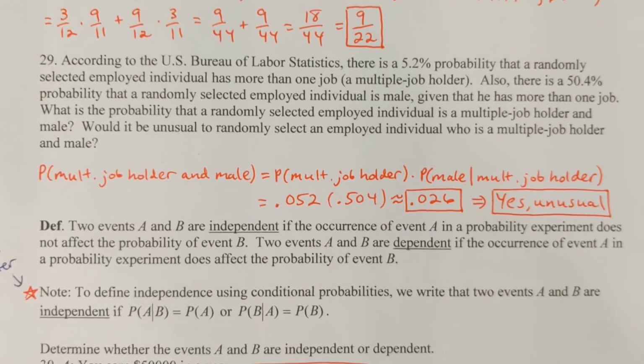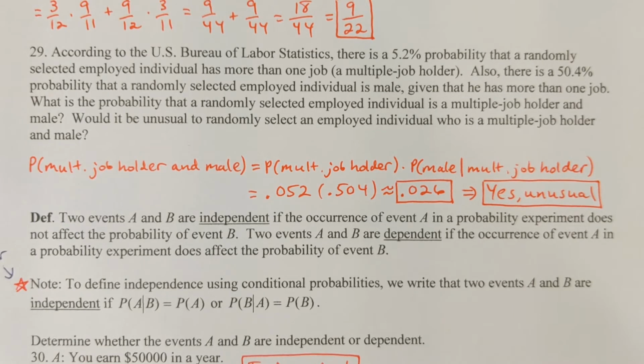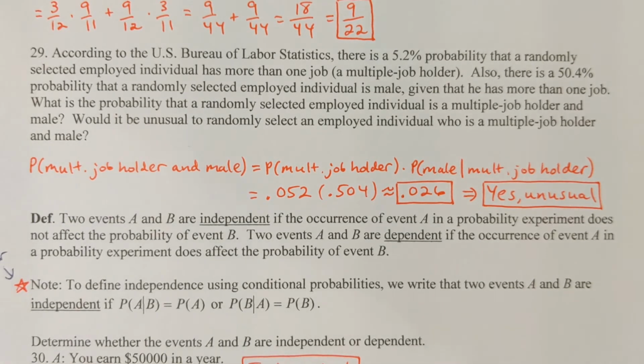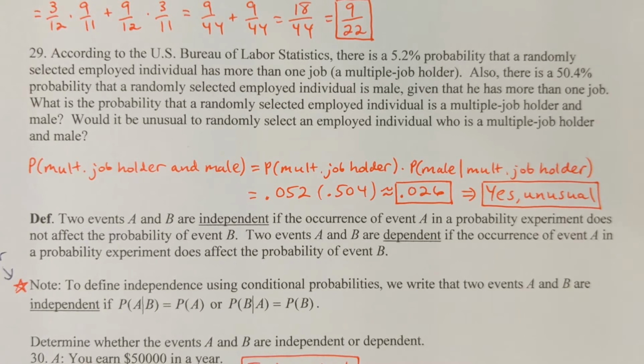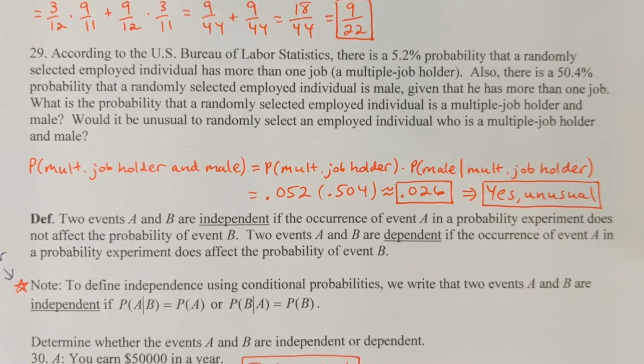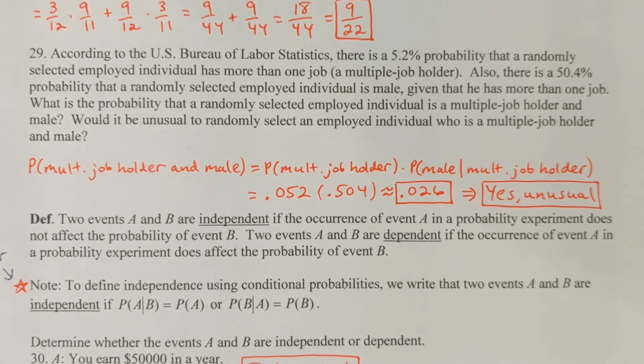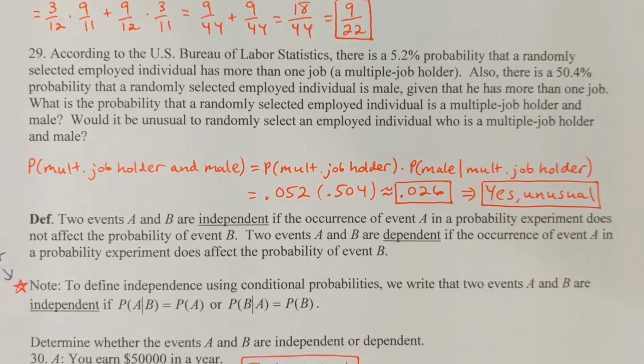Okay, problem 29 says, according to the U.S. Bureau of Labor Statistics, there is a 5.2% probability that a randomly selected employed individual has more than one job. Also, there is a 50.4% probability that a randomly selected employed individual is male, given that he has more than one job. What is the probability that a randomly selected employed individual is a multiple job holder and male?